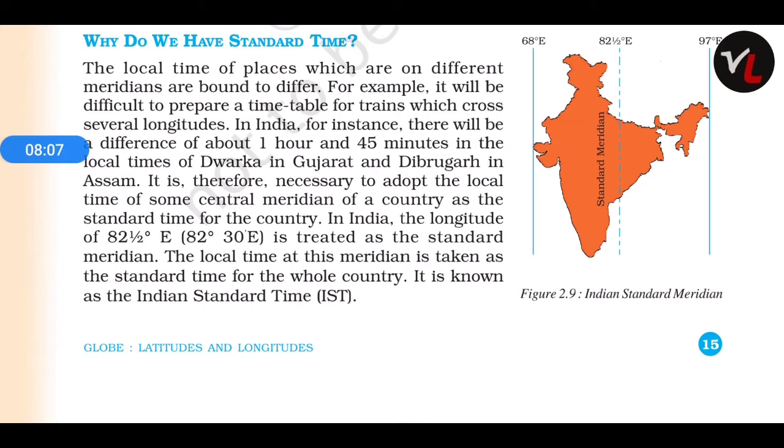Now, why do we have standard time? The local time of places which are on different meridians is bound to differ. So, there is a need to have a standard reference for the timing. So, it is necessary to adopt the local time of some central meridian of a country as the standard time of the country. In India, the longitude of 82.5 degree east is treated as the standard meridian. The local time at this meridian is taken as the standard time for the whole country. It is known as Indian Standard Time.